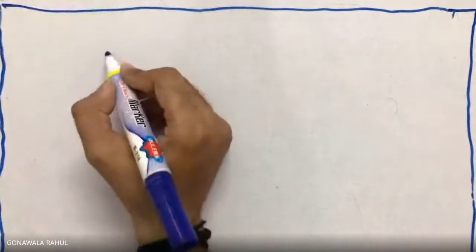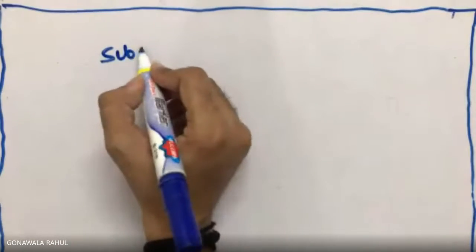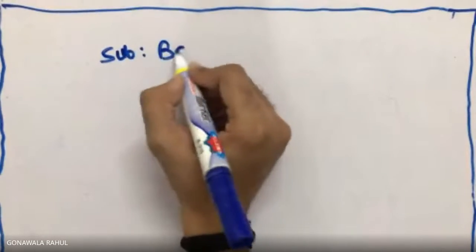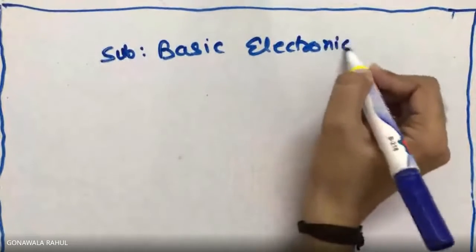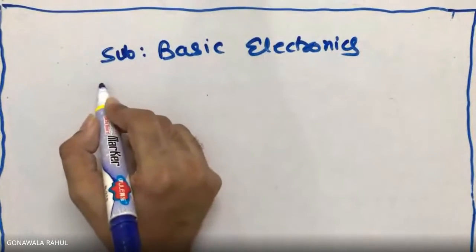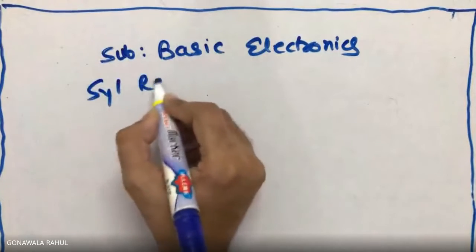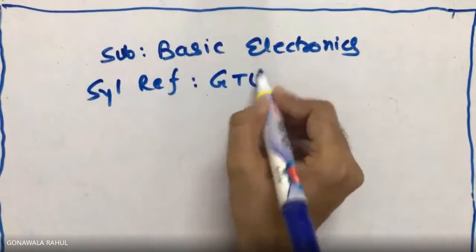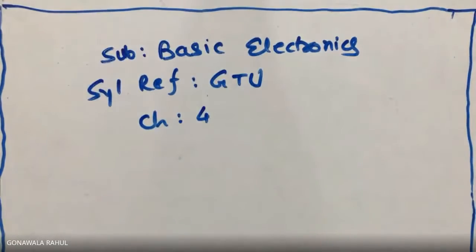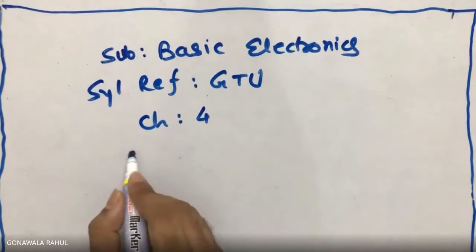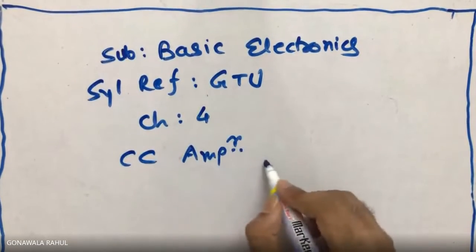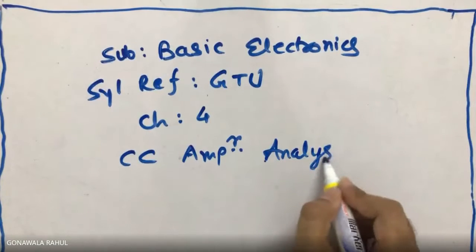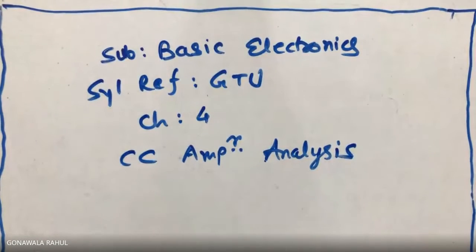So as we know, our subject is basic electronics, syllabus reference from GTU, chapter number 4, and in that we are going to see now common collector amplifier analysis. Clear? Okay. So we are going to start this topic.